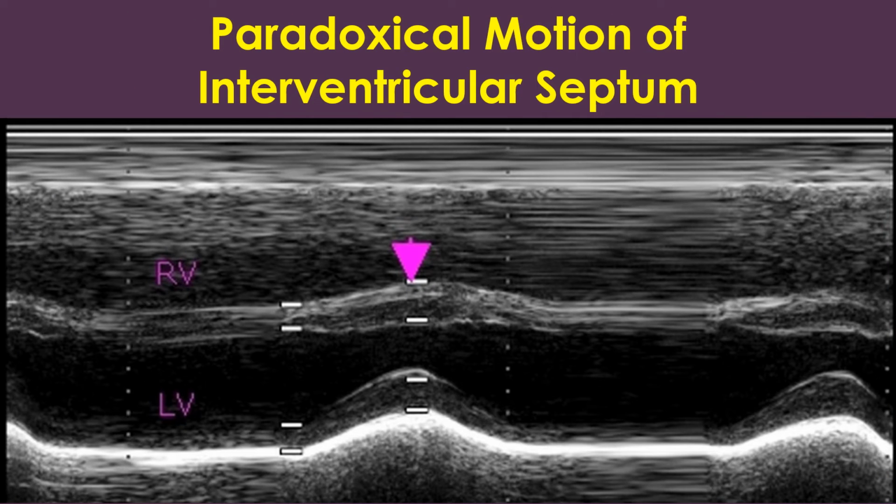M-mode echocardiogram showing movements of the interventricular septum and posterior wall of the left ventricle. Right ventricle is seen above the interventricular septum. This is an image from the parasternal view.